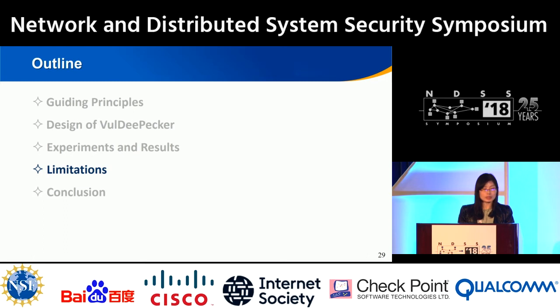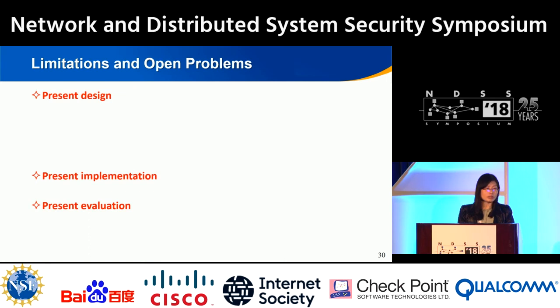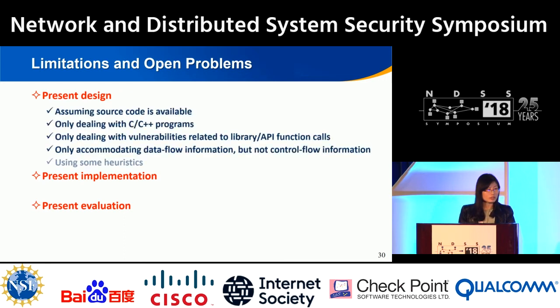Now let's talk about the limitations and open problems. From the following 3 aspects, the present design of VulDeePecker assumes source code is available and only deals with C or C++ programs, only deals with vulnerabilities related to library or API function calls, and only accommodates data flow information but not control flow information, and uses some heuristics.